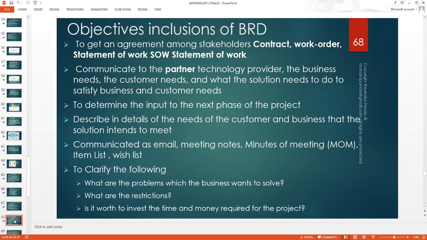Please pay attention. To get an agreement among the stakeholders, a contract, work order, or statement of work is normally given to the technical partner, like Infosys by State Farm. These documents legally make sure that whenever Infosys gives a solution, State Farm is going to pay a certain amount to Infosys for their work. This is what we call a contract, an agreement, work order, statement of work, and so on.